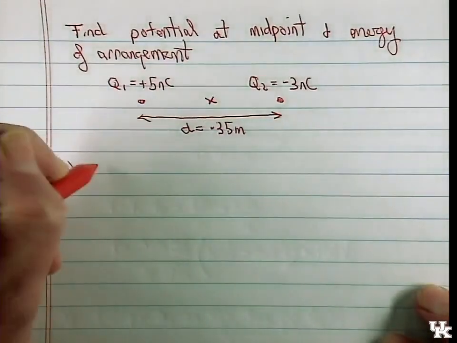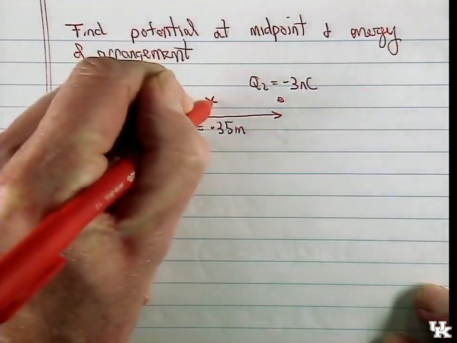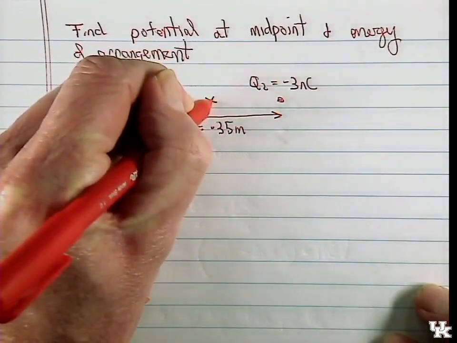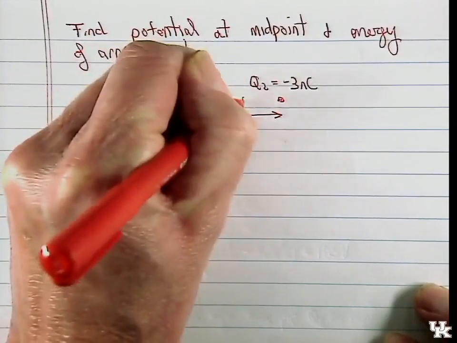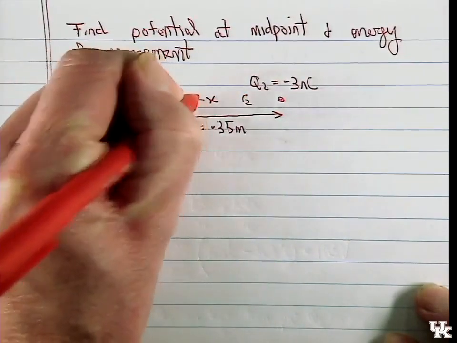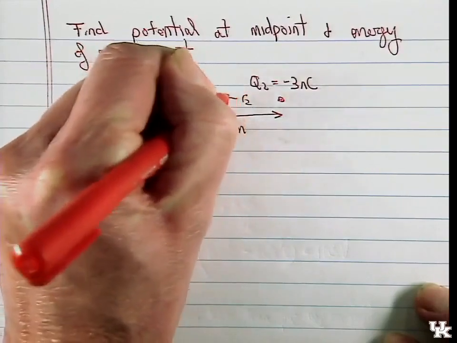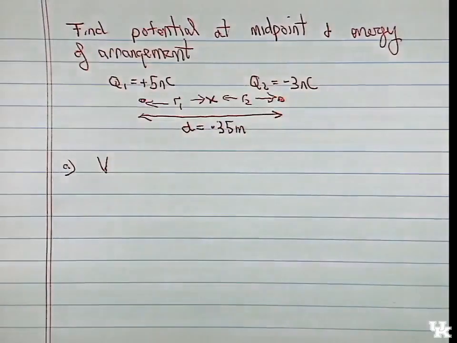Okay, so first part. We want the potential at this location here. So look, the first point is that this location is a distance, I'll call it R1, from the charge Q1, and a distance R2 from the charge Q2. Those distances are actually the same because it's the midpoint.